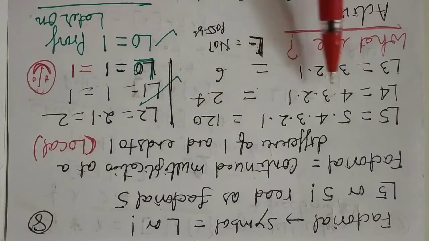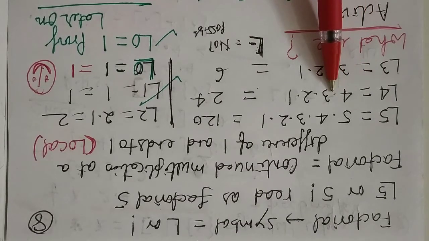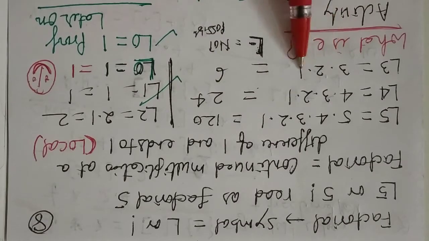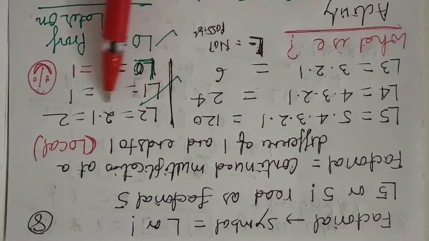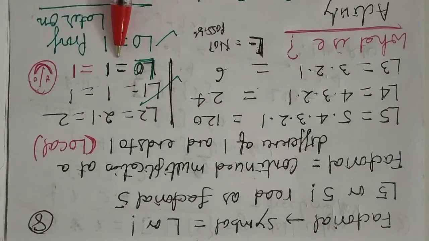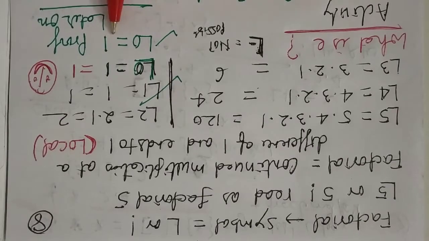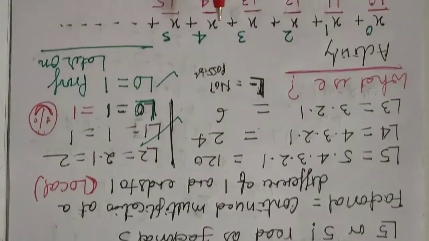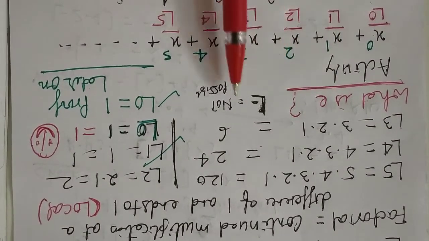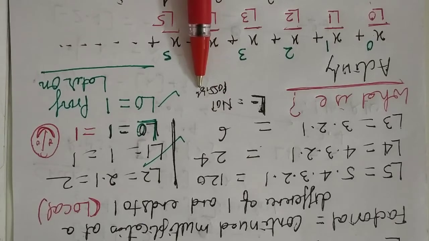Factorial 4 is 4, 3, 2, 1, starting from 4 at a difference of 1, moving towards 1. That is 24. Factorial 3 is 3, 2, 1, which is 6. Factorial 2 is 2 into 1, which is 2. Factorial 1 is 1. But factorial 0 is also 1. You will learn later on. So wait. Factorial 0 is equal to 1. The proof will be given later on. Factorial of a negative number is not possible.